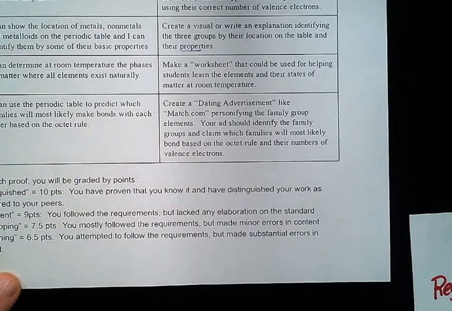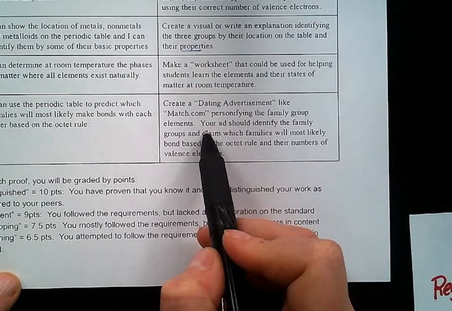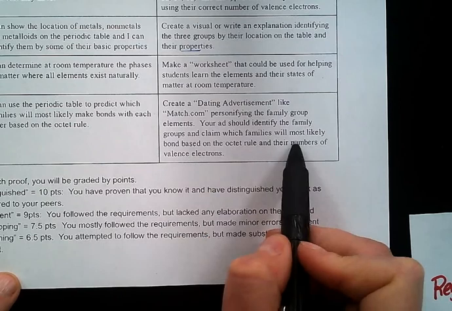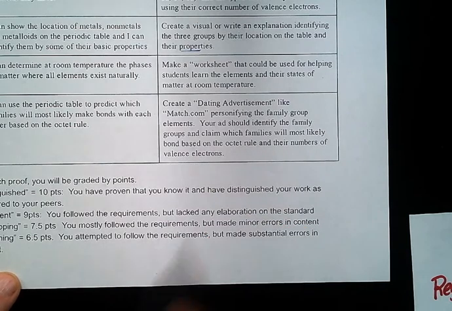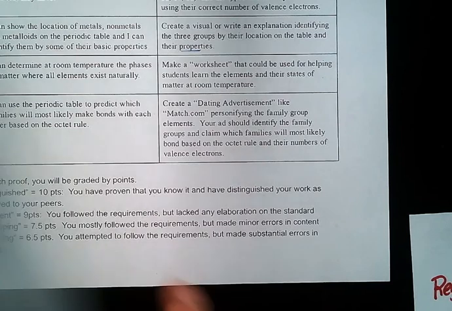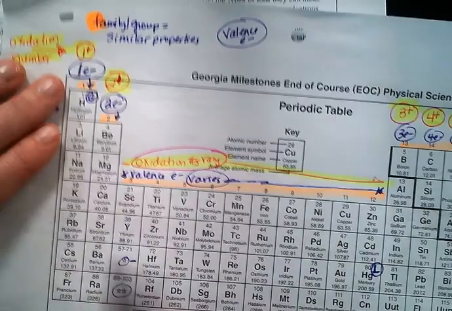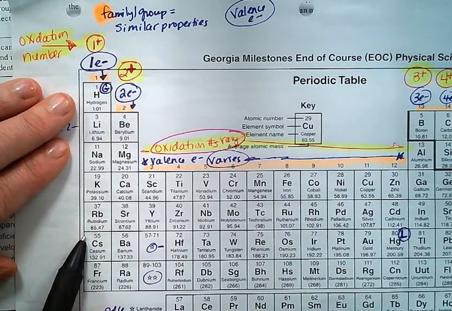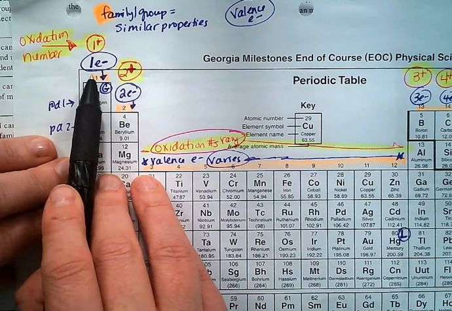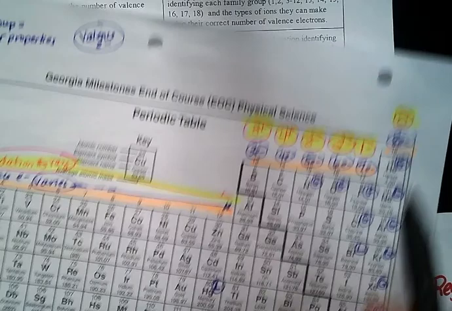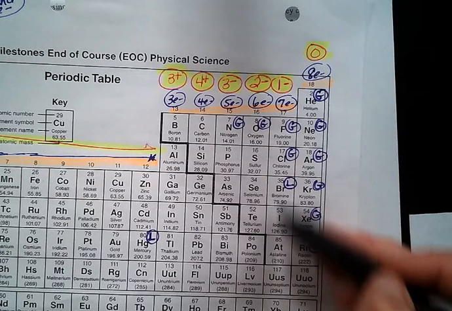And then the last one is you're going to create a dating advertisement like Match.com, and you're going to personify your family group elements. So your ad should identify the family group and claim which families they would most likely bond with based on the octet rule and their number of valence electrons. So again, you're going to create an ad maybe for family group 1. Family group 1 is in search of somebody. They have 1 valence electron, so they need 7 more. So they are looking for somebody that's going to meet those standards. So they're going to bond with somebody from family group 7.